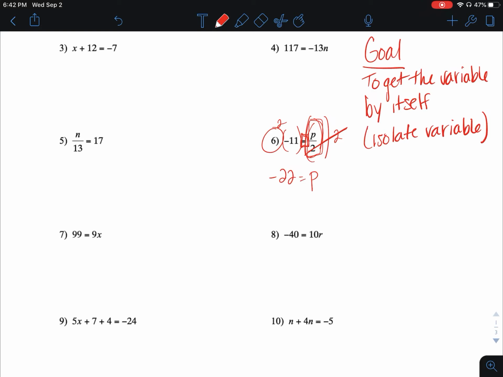And then, of course, you can always go back and check it by plugging in that answer for the variable. So then we have -22 over 2, and that equals -11, which is what the original problem is. So yes, we know we have the correct answer. Okay, so one-step equations are pretty easy. A one-step equation means you only need one operation. You're only doing one thing.